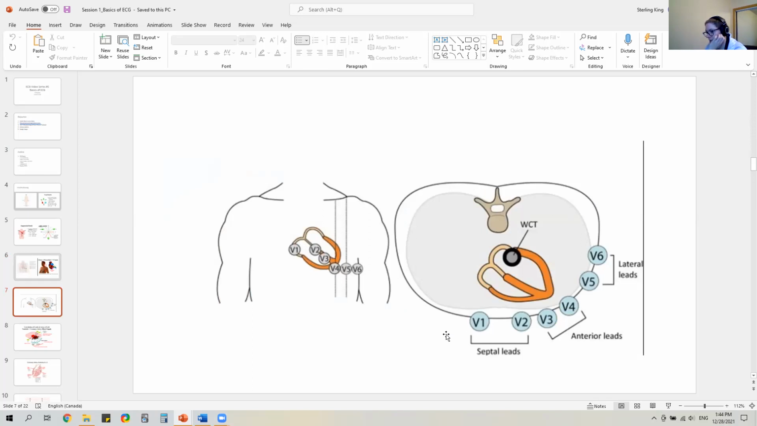Showing the chest leads again, the precordial leads: V1 is here and V2 is there. The area of the heart I'd be showing is right here. This would be the right atrium and this would be the septum. The septum is the part between the 2 ventricle chambers. Then you can see V3 and V4 are in the anterior part of the heart. And on the lateral side, or the edge of the body, V5 and V6 on the left side. So that's where you'd be seeing it.